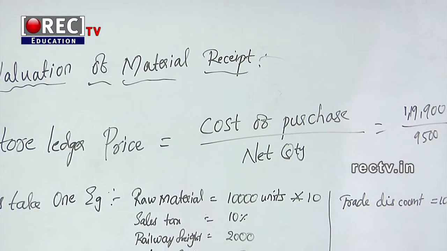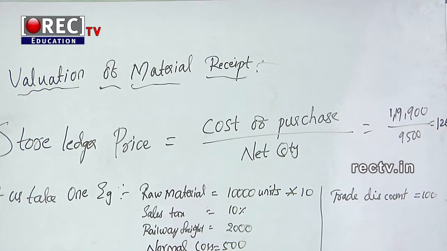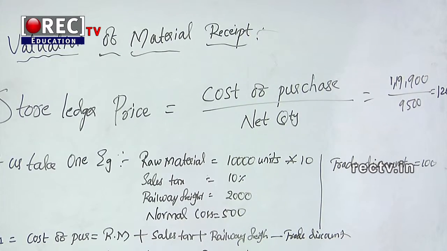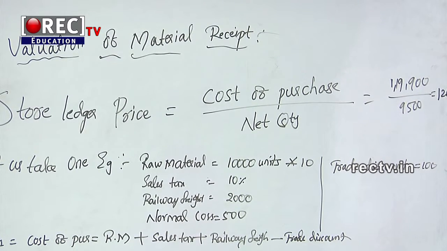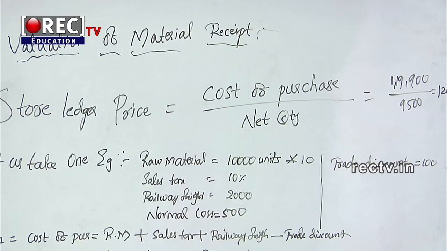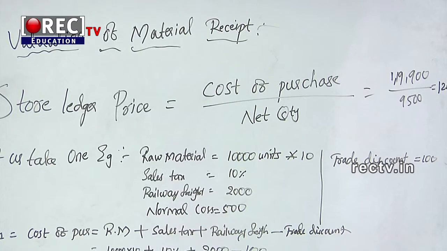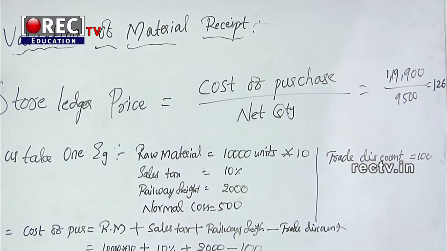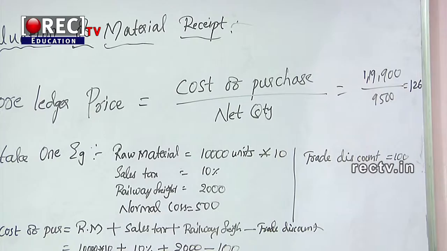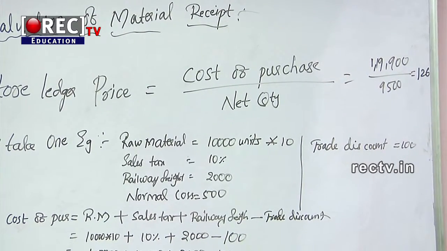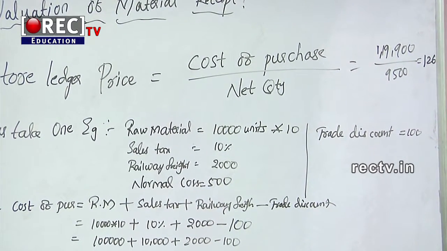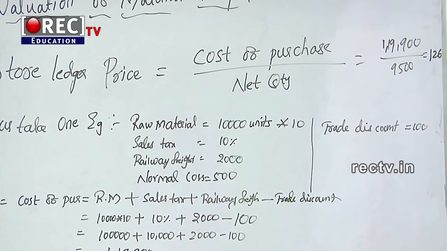To understand this, let's take a small example. First, in the problem it is given that raw material is 10,000 units at the rate of 10, sales tax 10% on the raw material, railway freight 2000, normal loss 500. Here trade discount is also given by the supplier, that is 100. Let's solve this formula in 3 steps. Step 1, first let us find out the cost of purchase.